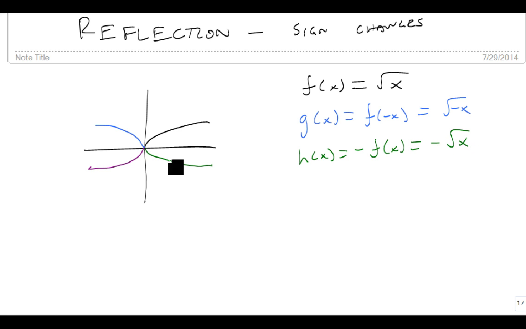Notice a negative on the outside affects whether it goes up or down, and a negative on the inside determines whether it goes left or right. Positive goes in the positive direction, negative goes in the negative direction. And finally, our last one, we could have a u of x, which is minus f of minus x, which is minus square root of minus x. And in this case, it's going back the other way.